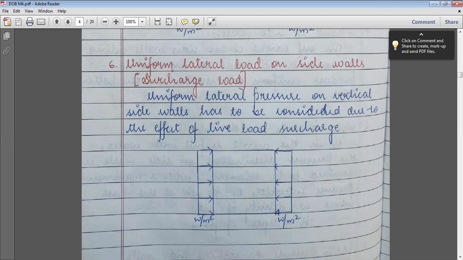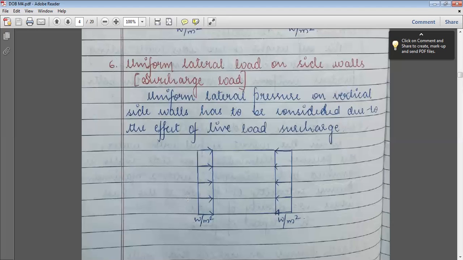Uniform lateral pressure on vertical side walls has to be considered due to the effect of live load surcharge. So apart from the live load, that is the axle load which is acting on the top slab of the box culvert, at the other ends of the box culvert, what happens due to the vehicle coming in or vehicle coming out? Some additional surcharge load will be acting on the side walls because at the entrance of the box culvert and at the exit of the box culvert where the vehicle moves, that vehicle will be putting pressure on the soil which is beside the box culvert.